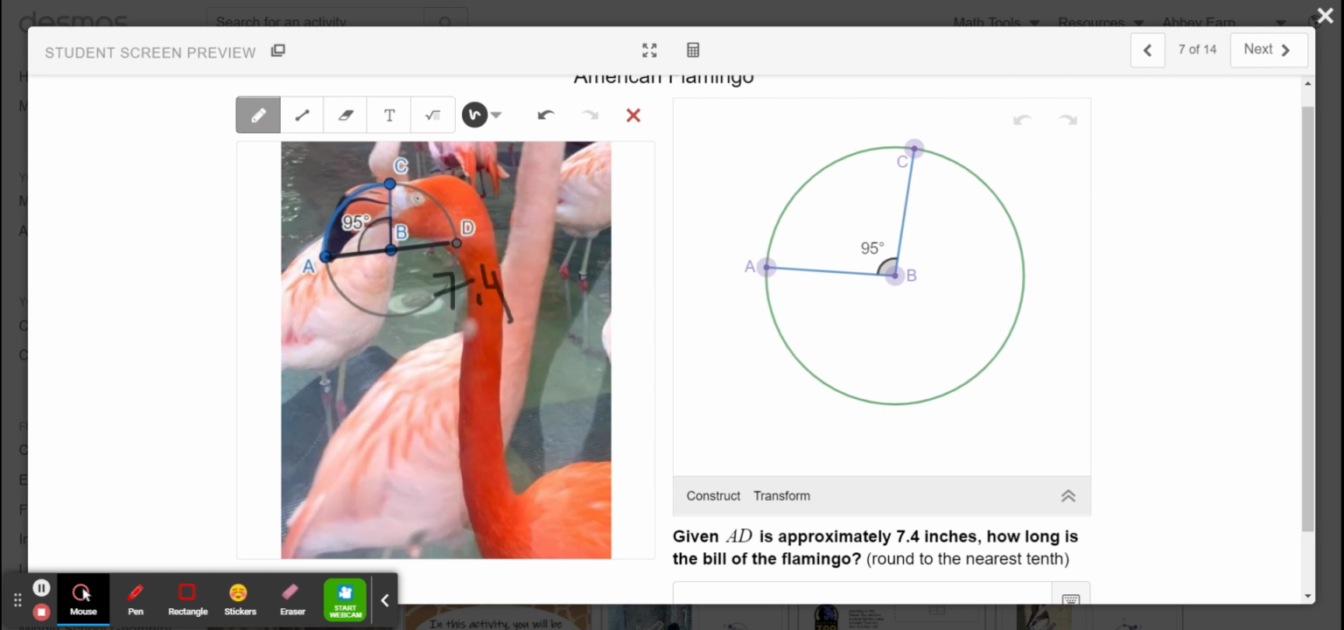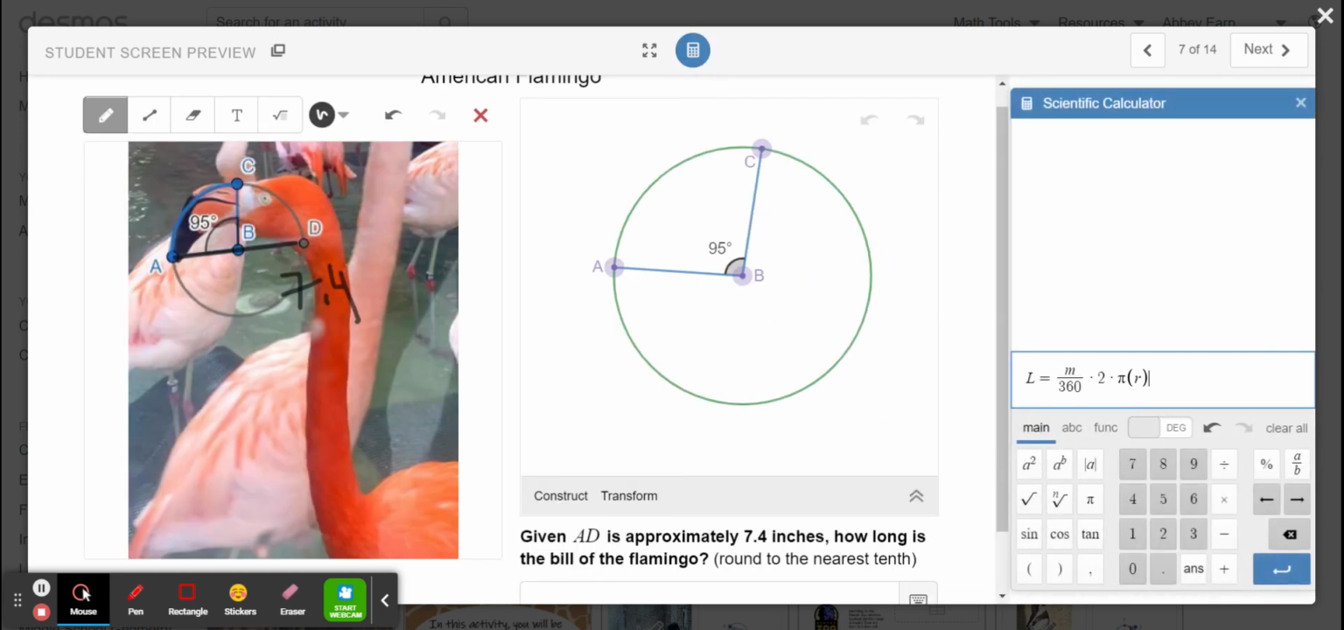What is that line segment from A to D? Is it a radius, a diameter, a chord? Yeah, you're right. It's a diameter since it goes through the center of our circle and has endpoints on the outside edge of our circle. So for our arc length formula, since we're trying to find the length of this arc from A to C, we need a central angle measure and a radius. Oh wait, we don't have a radius, we have a diameter.